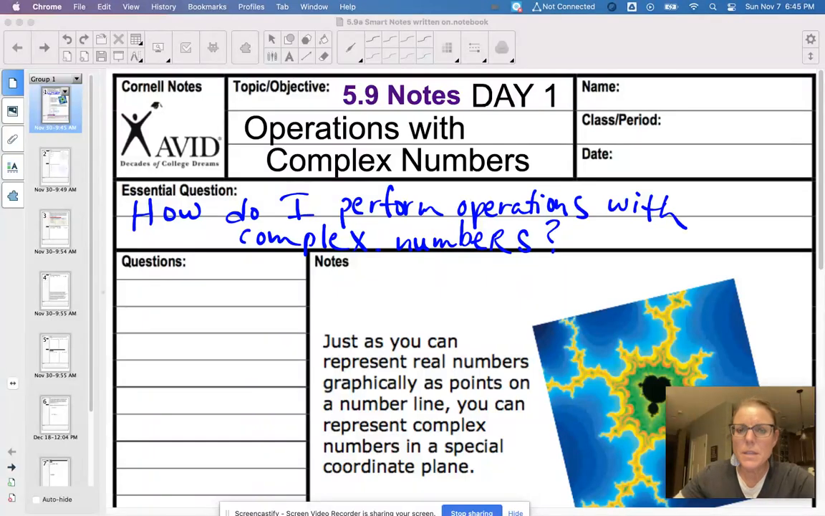Section 5.9, Day 1, Operations with Complex Numbers. The essential question, please write it down. How do I perform operations with complex numbers?